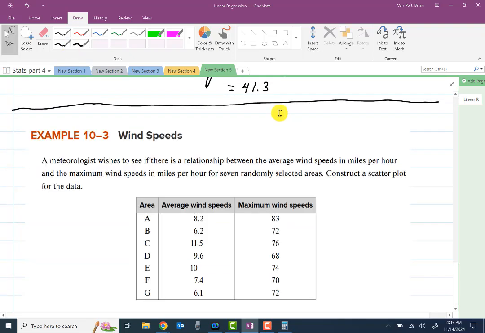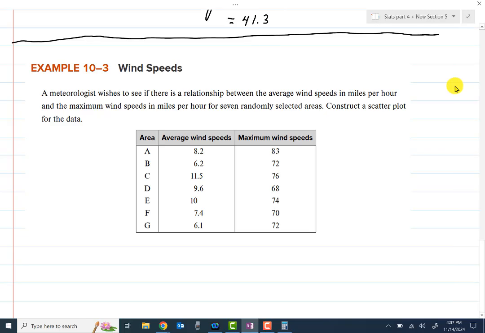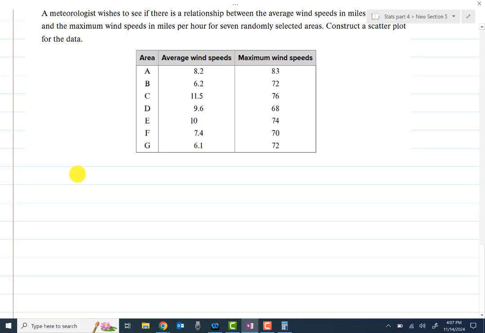Here is one investigating a relationship between average wind speed and maximum wind speed. So here's our data. Let me draw a rough sketch of it. Now, I'm not going to require you to sketch these graphs. I'm just doing this for illustration purposes. Let's see, we'll use these for the x values. So the lowest value here is 6.1, and it goes to a maximum of 11.5.